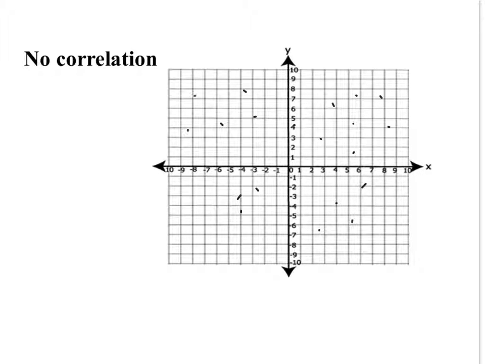No correlation just means dots are everywhere. It just means that x doesn't affect y. Usually they're not related. They don't affect each other. An example of this would be eye color versus age. Does your eye color affect your age? No. Does your age affect your eye color? No. So if you plot those data points on the graph, you're going to see that those don't affect each other.